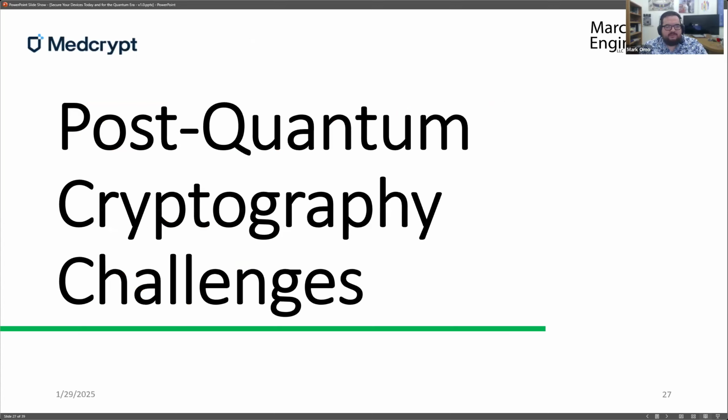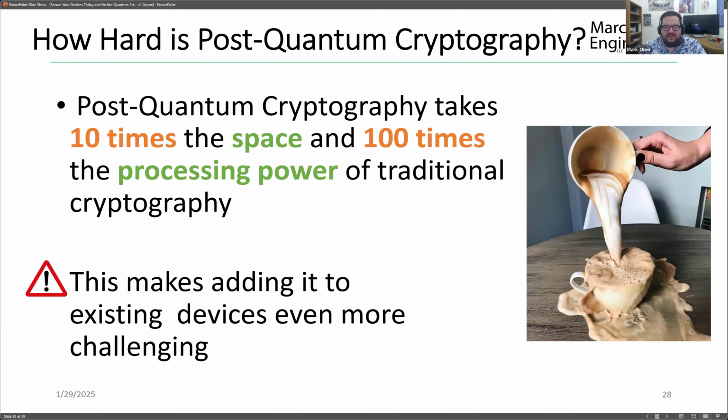The last thing to touch on is the post-quantum cryptography challenges. Post-quantum cryptography takes 10 times the space and 100 times the processing power of traditional cryptography. So this makes it even more challenging to add than existing crypto. We've already seen instances where people have come to us with constrained embedded devices that they want to update to meet the cybersecurity regulations, or that they've designed without consideration for that. It has forced not only software changes, but hardware changes, real world changes to their system. And this is going to occur again at an even larger scale.